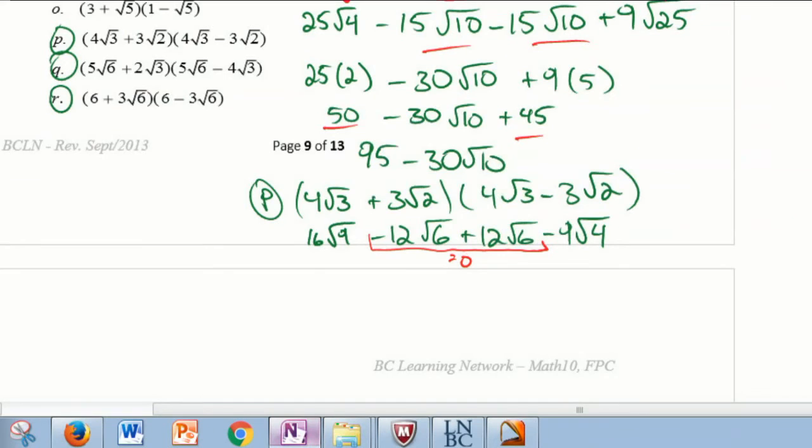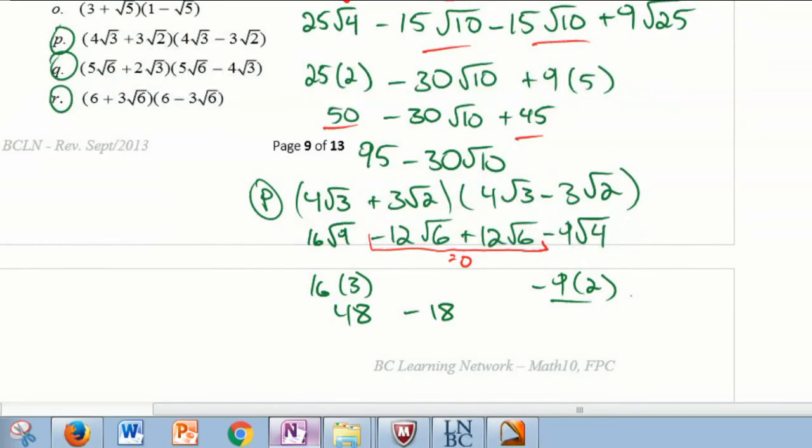And some other cool things happen. I have 16 times the square root of 9, which is 3. And then over here, 9 times the square root of 4, which is 2. I don't know what 16 times 3 is. Brain not working as fast as it should. 48, and then minus 18 from the 9 and the 2.